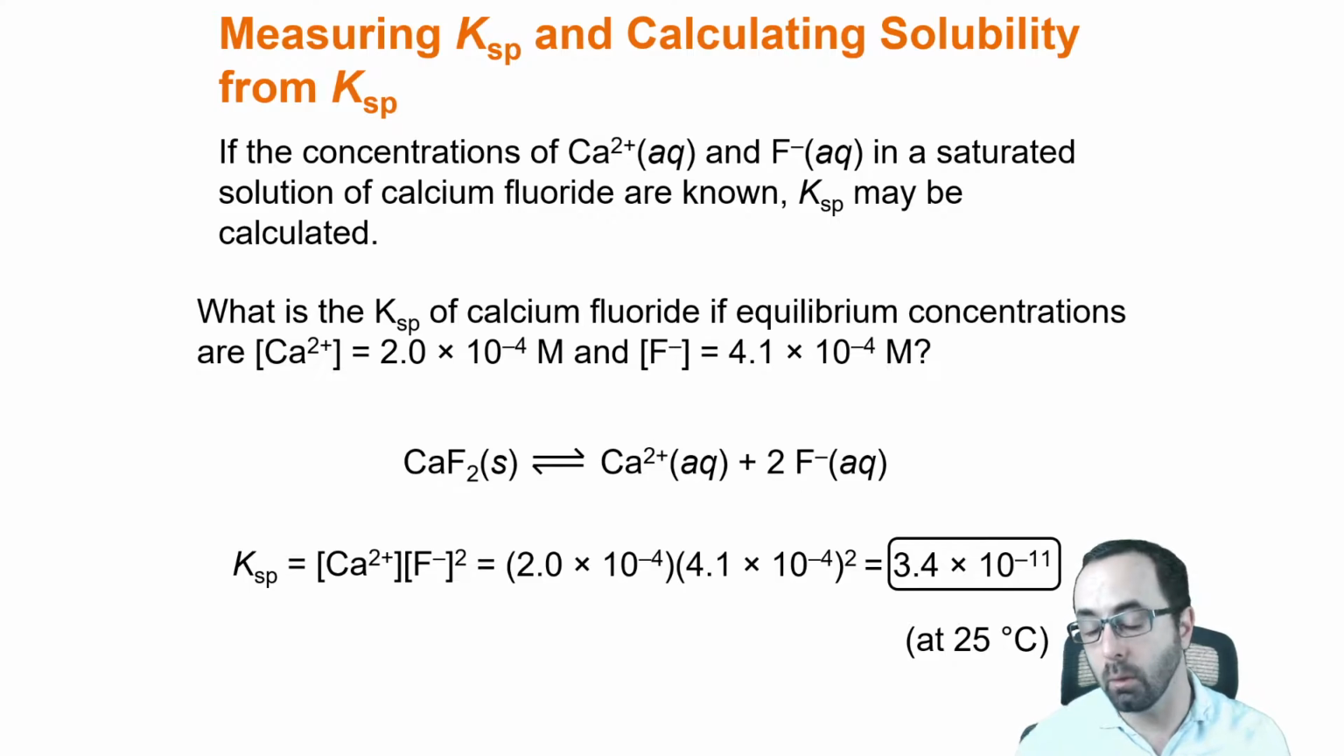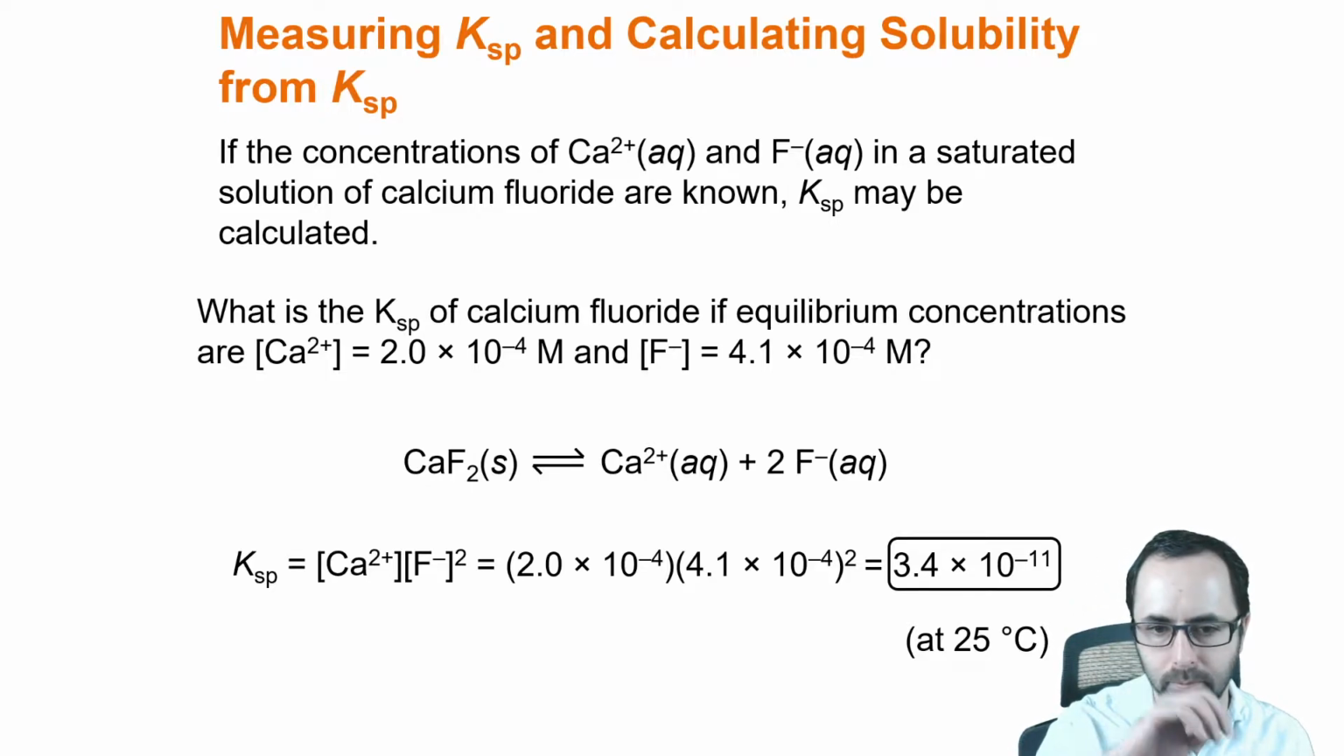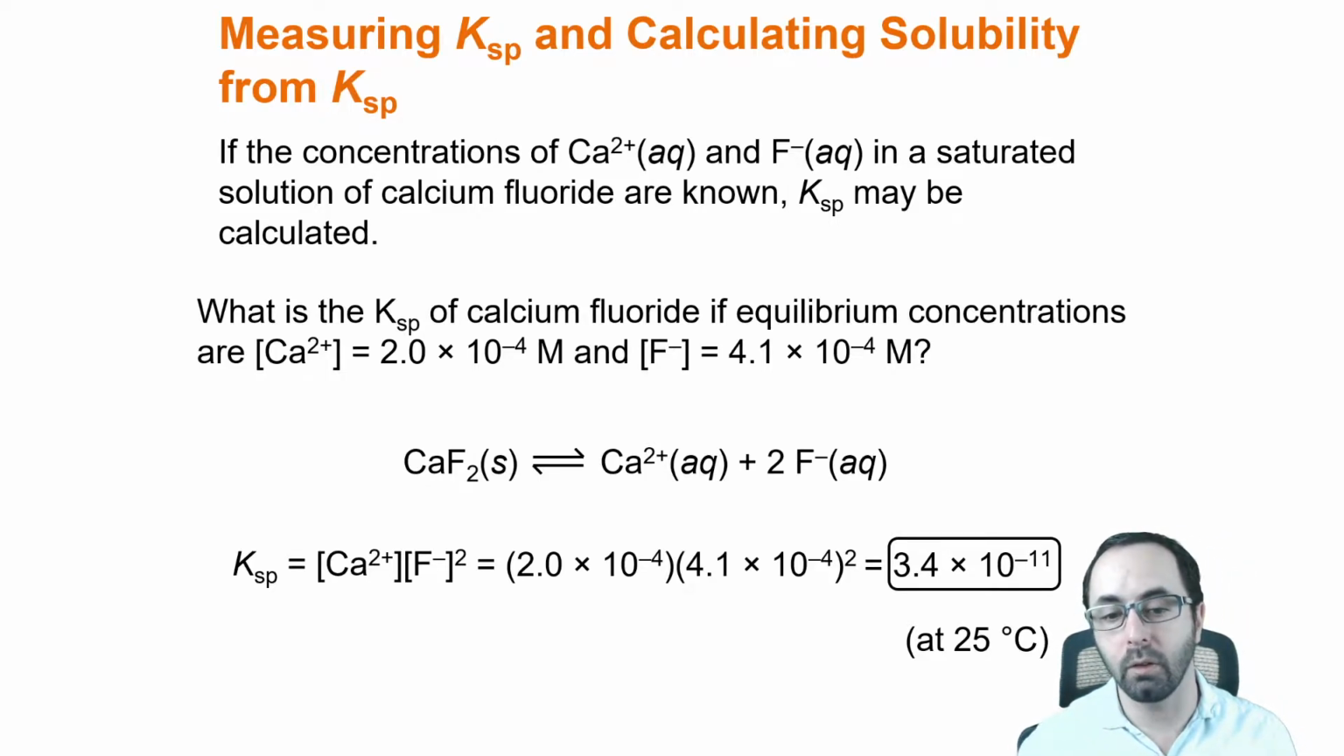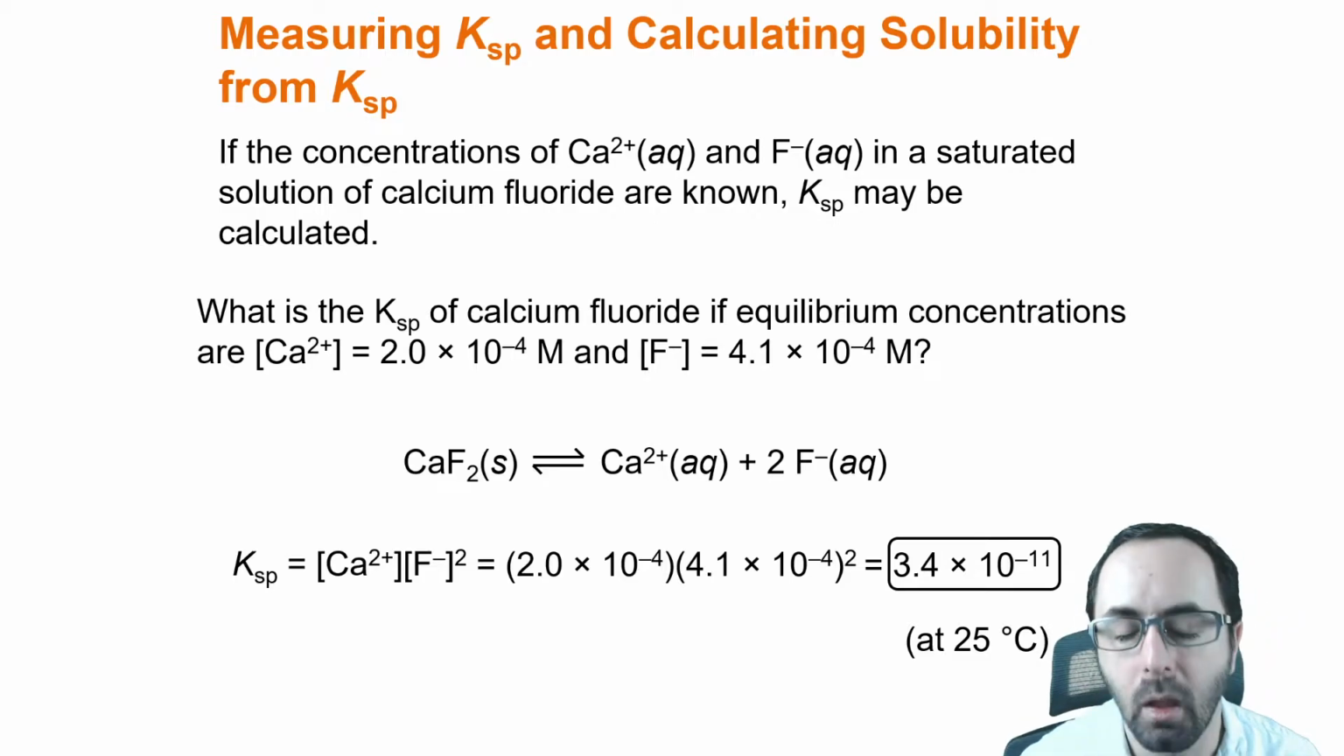If you knew the equilibrium concentrations, you plug them into the Ksp expression and get the Ksp. So this is the kind of equilibrium problem that's on the easier side to get the Ksp. So we're given initial concentrations, determine the Ksp. We're given equilibrium concentrations, determine the Ksp.